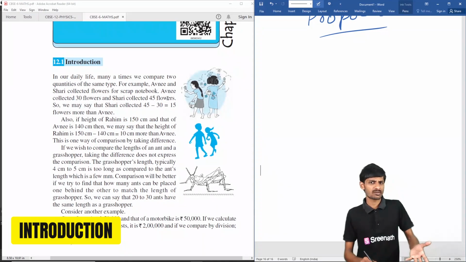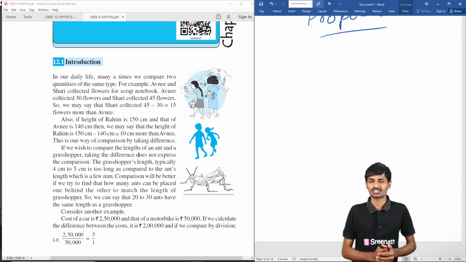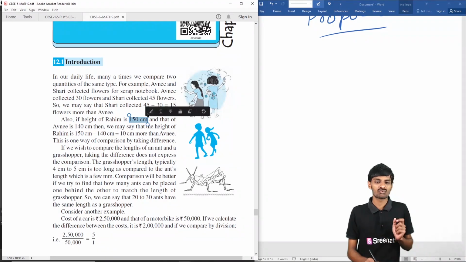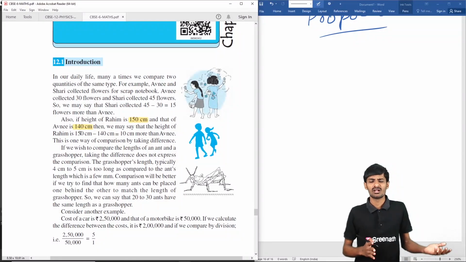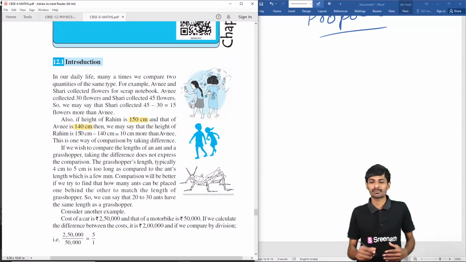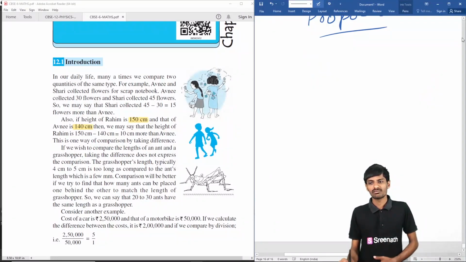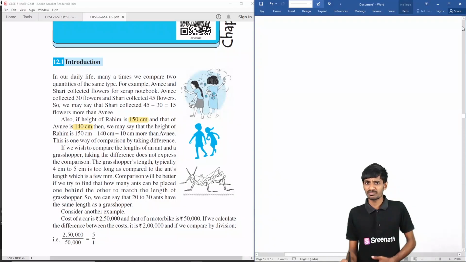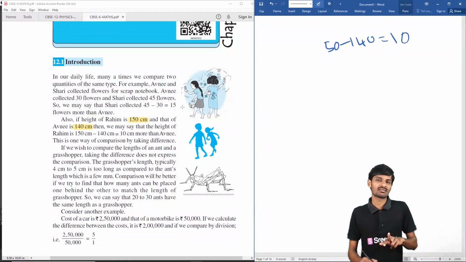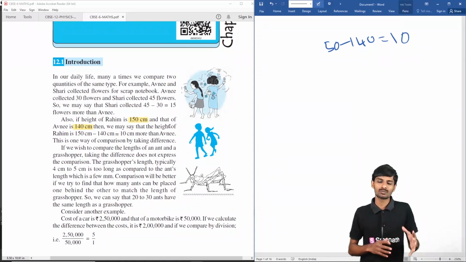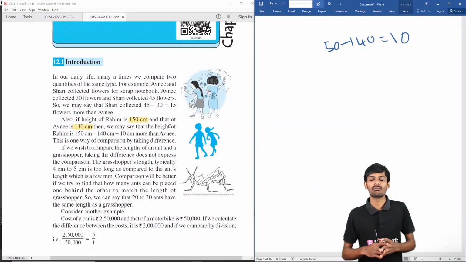We have already discussed the flowers, and another situation is there. Suppose the height of Rahim is 150 centimeters and that of Avni is 140 centimeters. Who is taller, who has the maximum height? You can simply subtract, that is 150 minus 140, and you will say it is so simple. 150 minus 140 is 10. So in both situations, the flowers and the heights, we have compared between the two persons easily by subtracting.